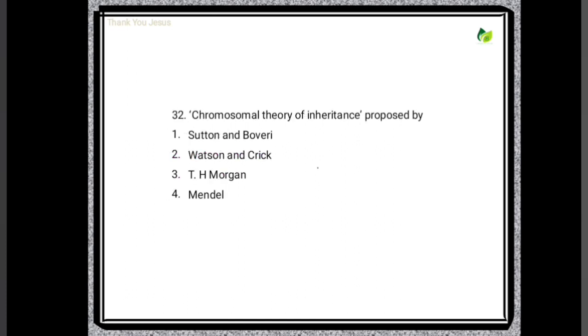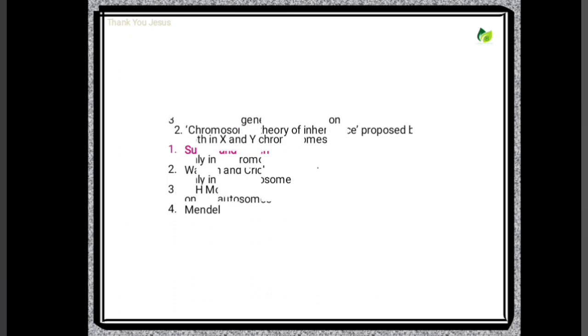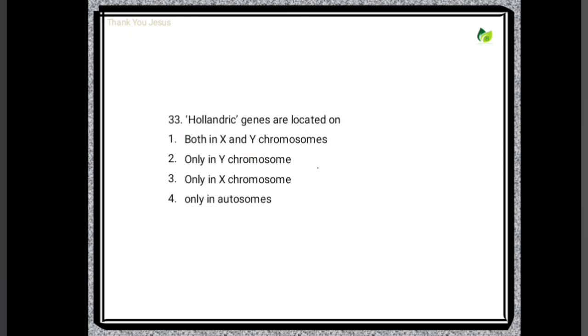Chromosomal theory of inheritance proposed by. Options are Sutton and Boveri, Watson and Crick, T.H. Morgan, Mendel. The correct answer is Sutton and Boveri proposed the chromosomal theory of inheritance. Let's see the next question.